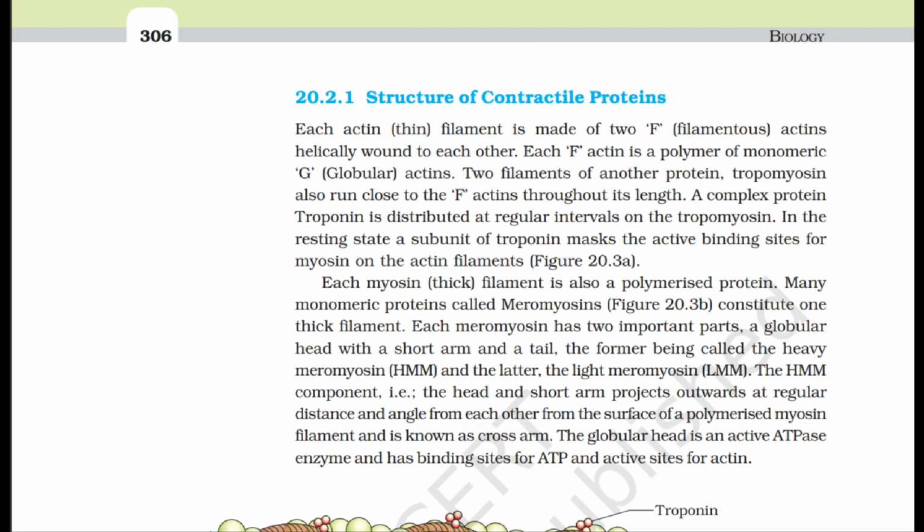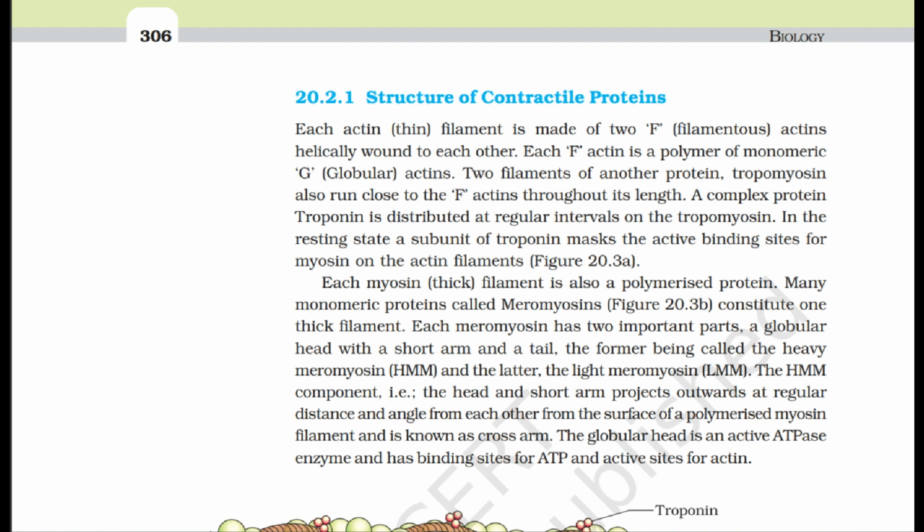Structure of contractile proteins. Each actin (thin) filament is made of two filamentous actins helically wound to each other. Each F-actin is a polymer of monomeric G (globular) actins. Two filaments of another protein, tropomyosin, also run close to the F-actins throughout its length. A complex protein troponin is distributed at regular intervals on the tropomyosin. In the resting state, a subunit of troponin masks the active binding sites for myosin on the actin filaments.